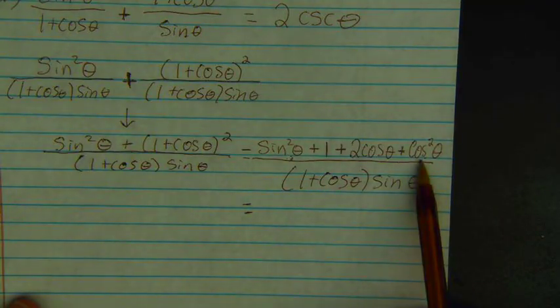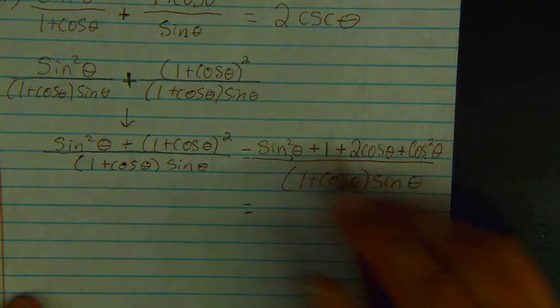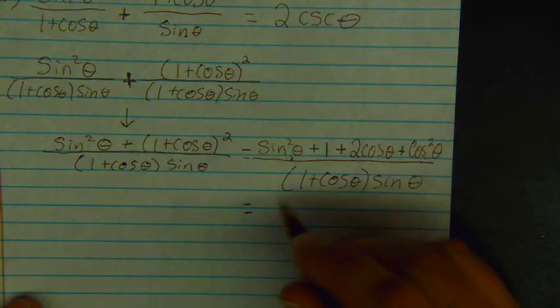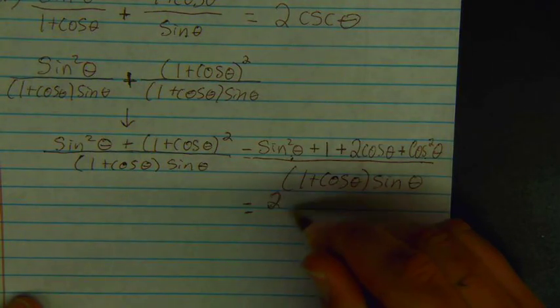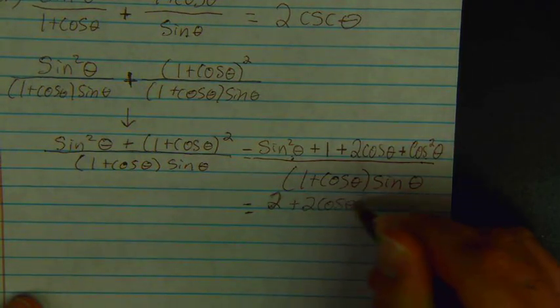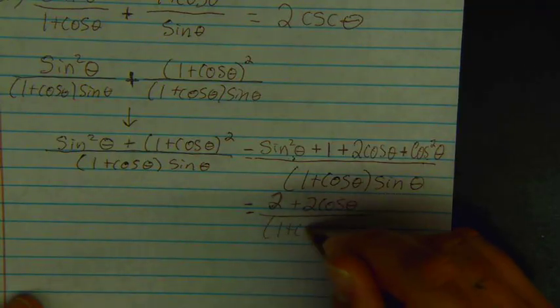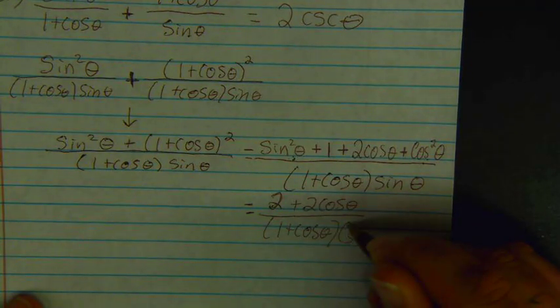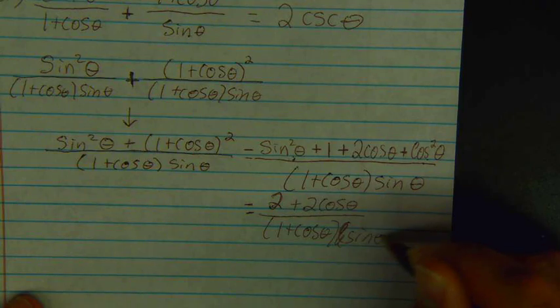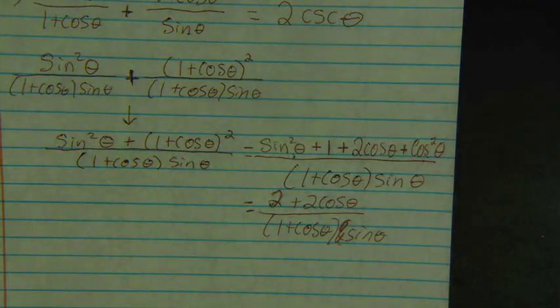Sine squared plus cosine squared is 1. Let's make that a 1. Add this to the other 1, and I've got 2. So I've got 2 plus 2 cosine theta over 1 plus cosine theta sine theta. Oop. So now I'm really getting close. What should I do next?